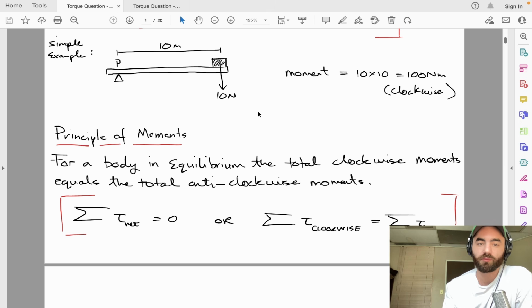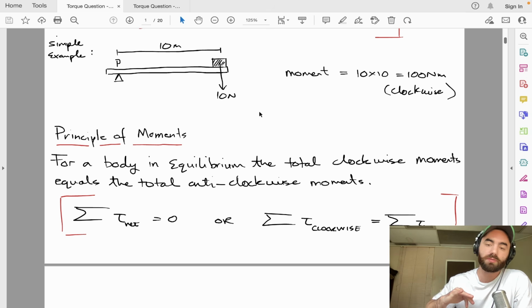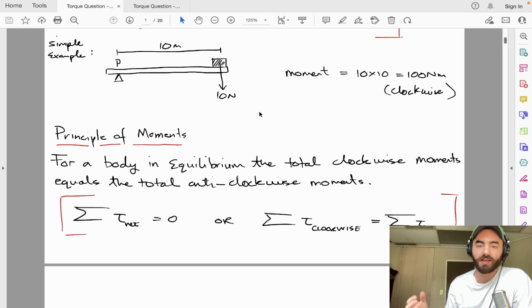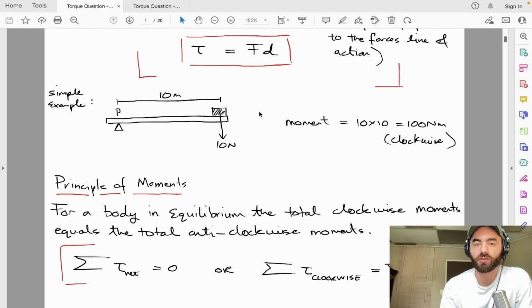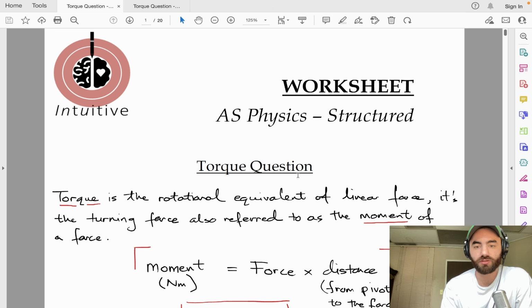And finally, you just need to know the principle of moments. That just says that for a body in equilibrium, the total clockwise moment equals the total anti-clockwise moment. So the sum of all the moments forcing it clockwise is equal to all the moments forcing it anti-clockwise, and hence it's at equilibrium. That's all the theory you need to know, but this is really the fundamental equation here. But let's do some exam questions.